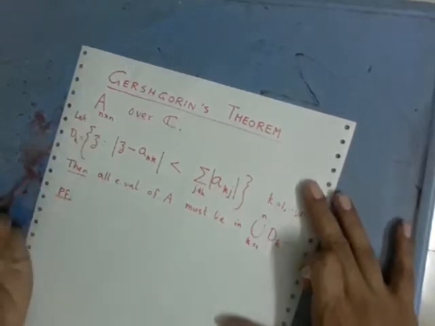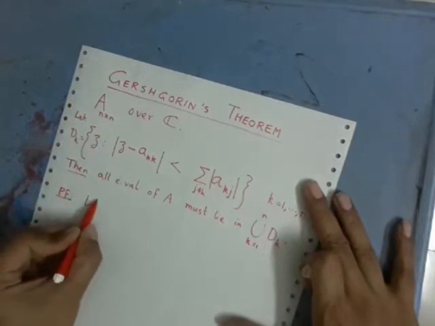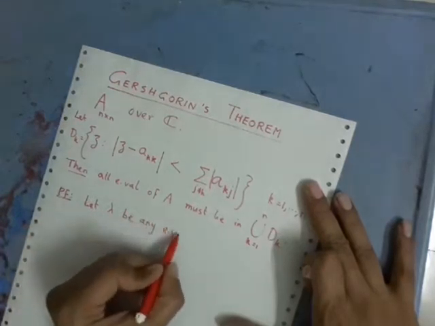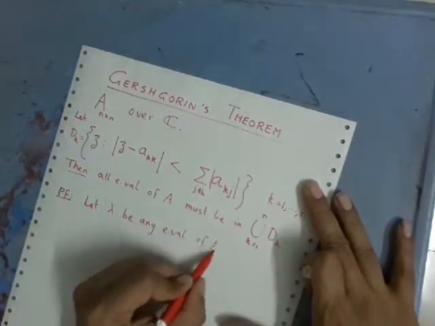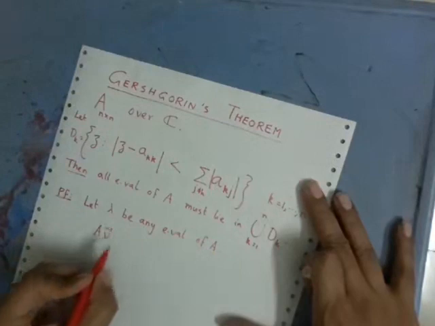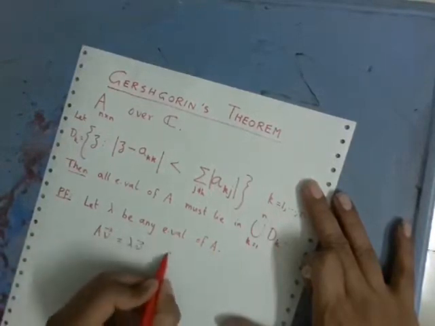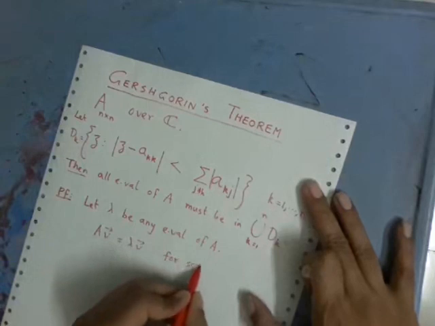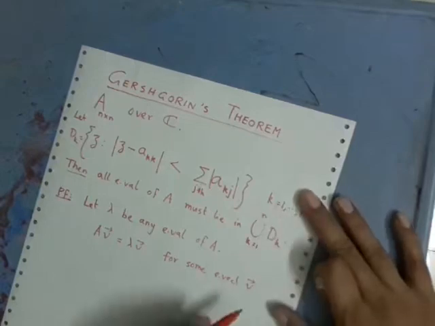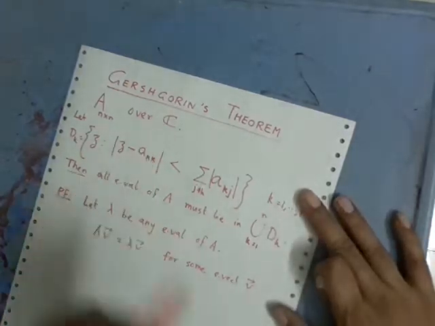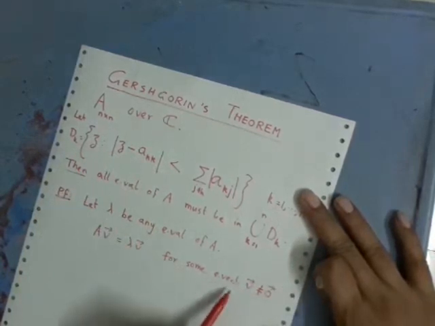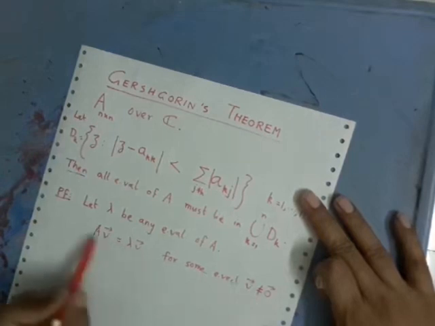So suppose you take any eigenvalue of A. So let lambda be any eigenvalue of A. In that case, you surely can write that AV equals lambda V for some eigenvector V. So this is also something with components coming from C, and this must be non-zero. That is part of the definition of eigenvector. If you allow zero vector, then naturally this will always hold trivially.